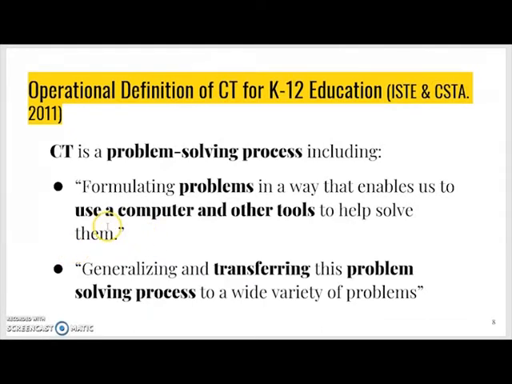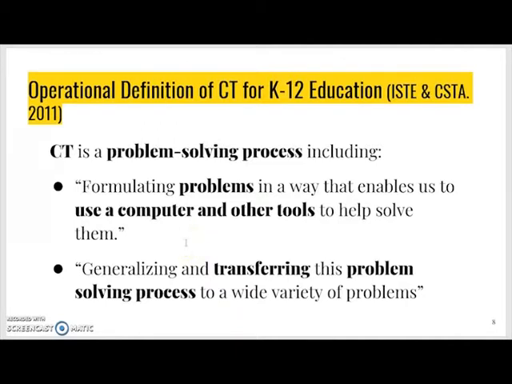Okay, a couple of points from the operational definition of computational thinking from ISTE and CSTA. CT is a problem-solving process including formulating problems in a way that enables us to use a computer and other tools to help solve them, and generalizing and transferring this problem-solving process to a wide variety of problems. So CT is not necessarily something you need to know and do in a computing context.